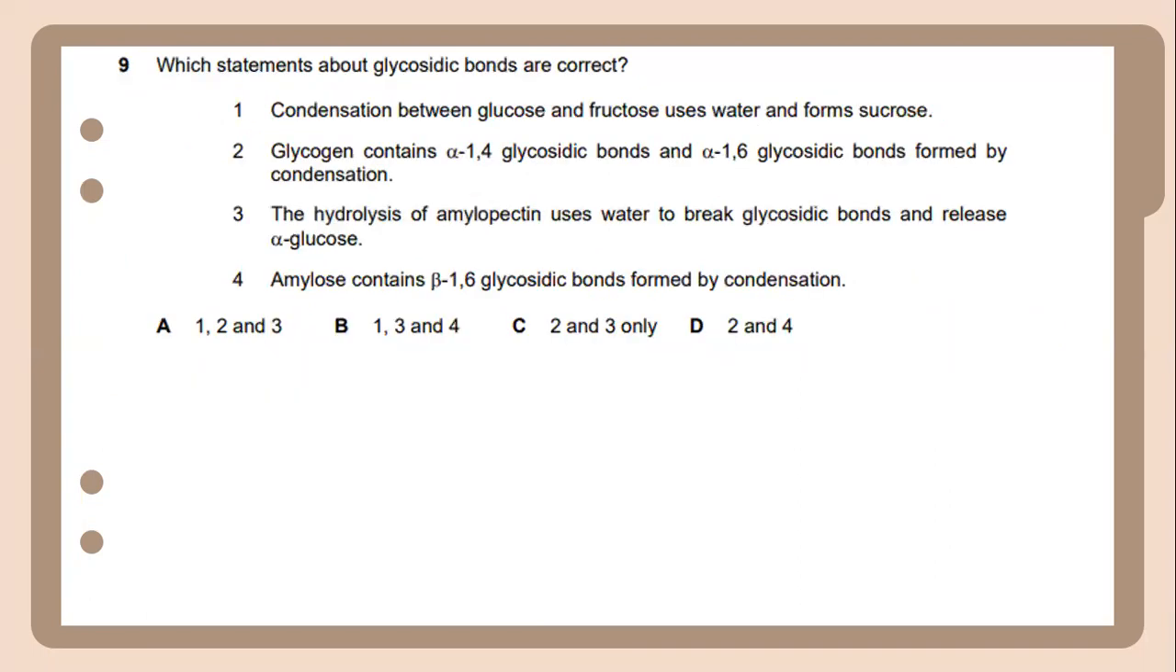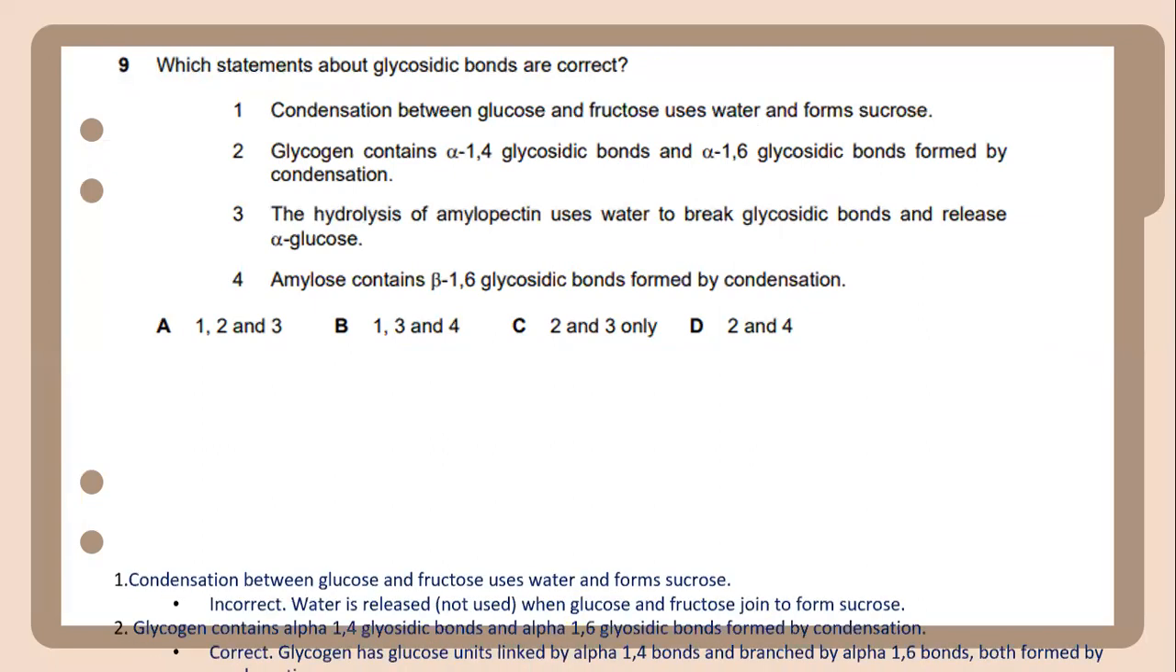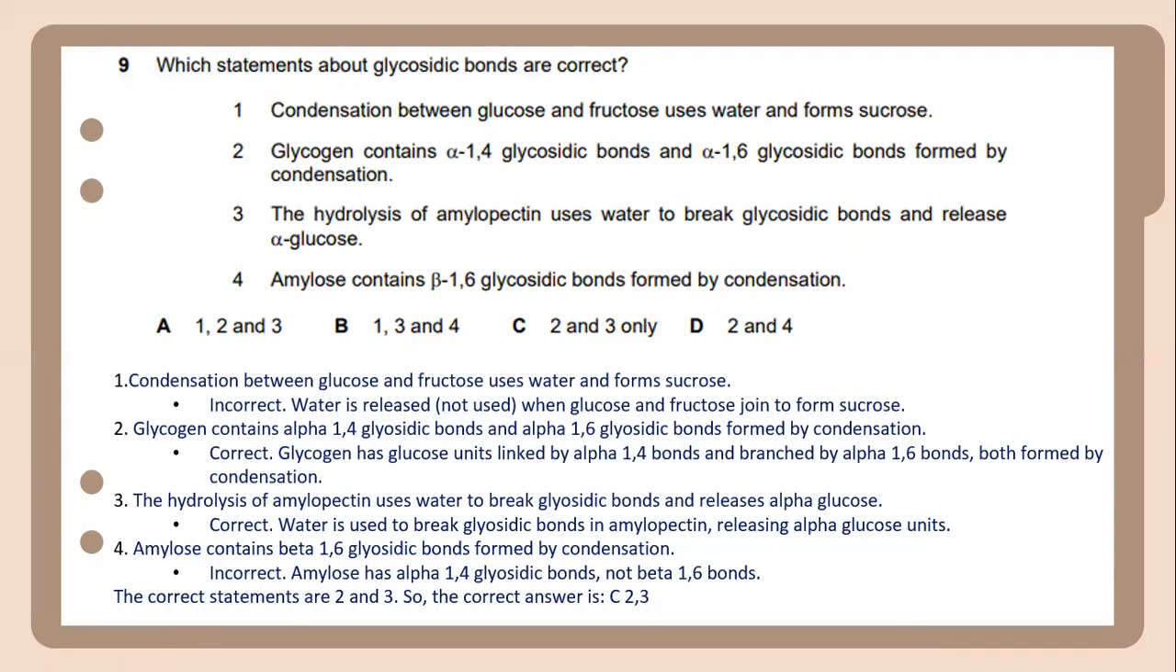Number 9, which statements about glycosidic bonds are correct? Condensation between glucose and fructose uses water and forms sucrose. Statement number 1 is incorrect because water is released. It's not used when glucose and fructose join to form sucrose.